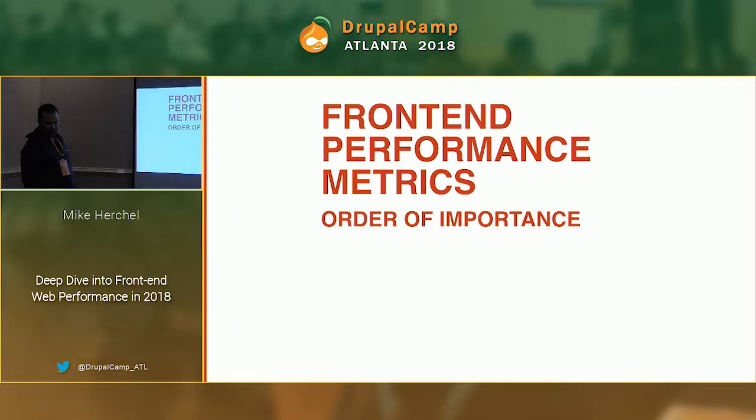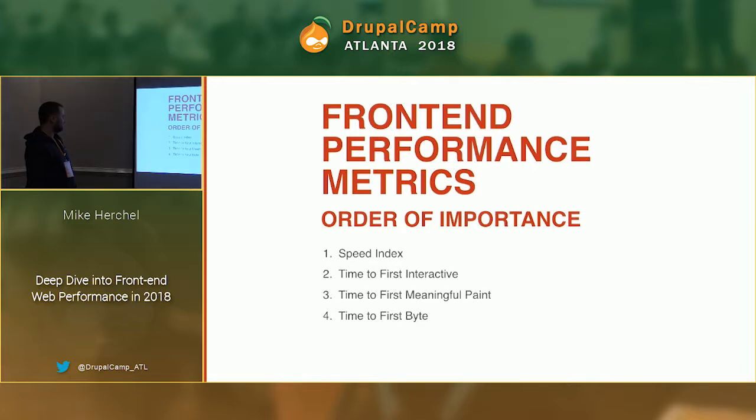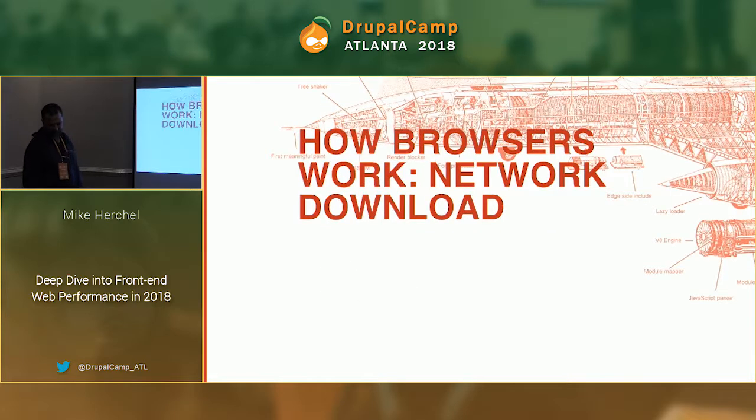So when we talk about order of importance, I like to think of the speed index as pretty important, because it takes into account everything, and the way it does its calculations is it prioritizes everything together. It's just more holistic. The time to first interactive is one of my favorites, because if your website isn't interactive, what the heck is your user going to do?